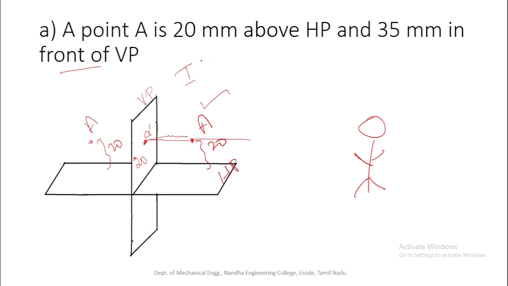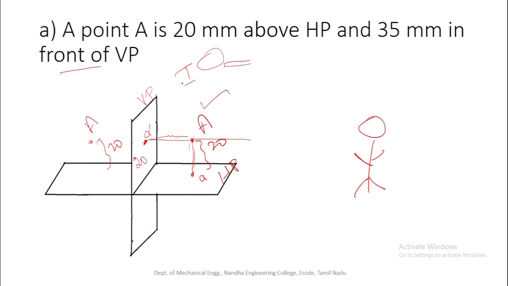Similarly, to draw the top view, the position of the observer is here. The top view will be projected over the horizontal plane. The rays are parallel to each other and perpendicular to the HP, so the top view will be projected on the HP at this point. The top view of the point capital A is denoted as just small a.